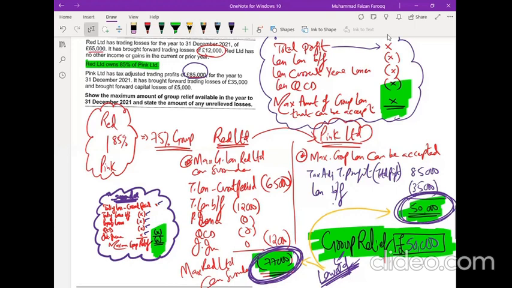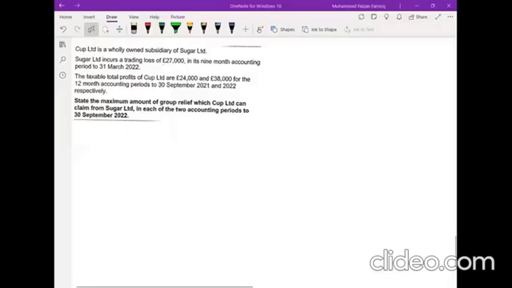Now we are going to discuss the second part of this chapter, which is known as corresponding accounting periods. We already learned how to calculate the amount of loss to be surrendered. We also know how to find out, if a company is accepting loss, what is the maximum amount it can accept, right or wrong?